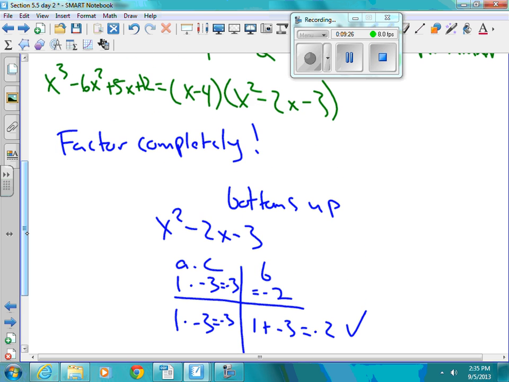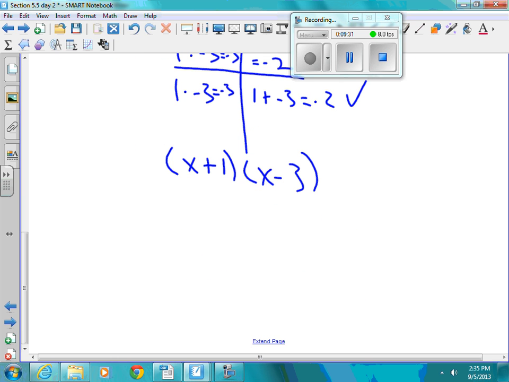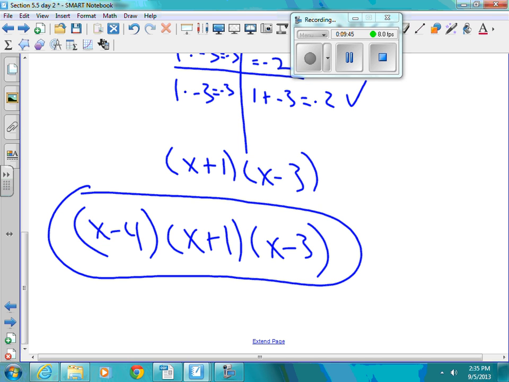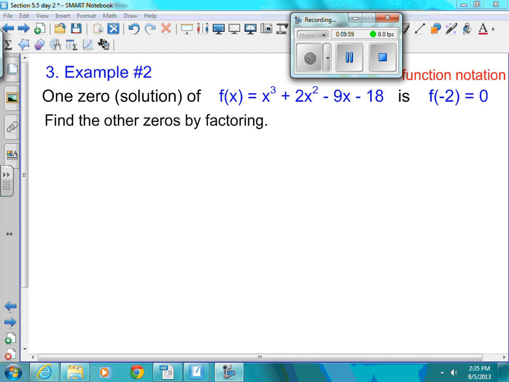But that's just factored the x squared minus 2x minus 3. What other factor are we forgetting? Well, we're forgetting the x minus 4. So our final answer has to have all three factors in the problem. So we have factored this now into 3 binomials using synthetic division. Okay, so how do we prove that we did it correctly? Multiply them back through. Use FOIL, use the table methods, whatever works for you.